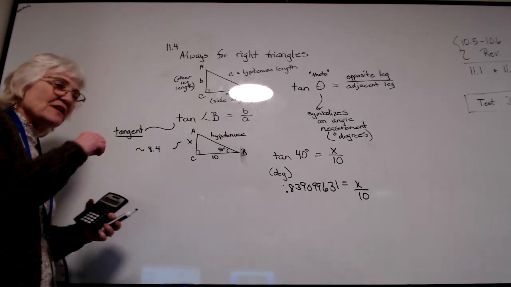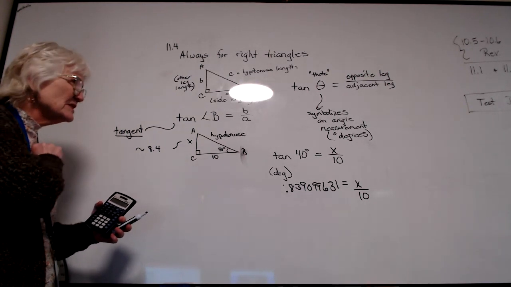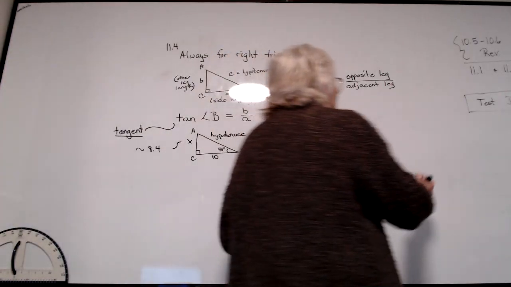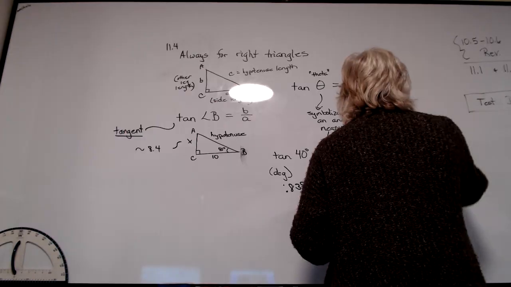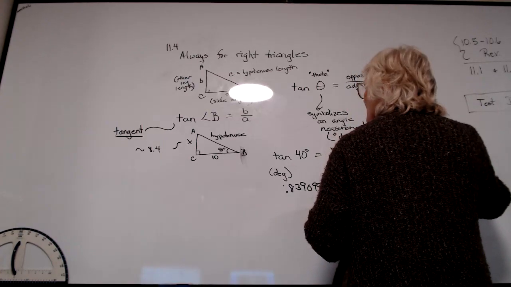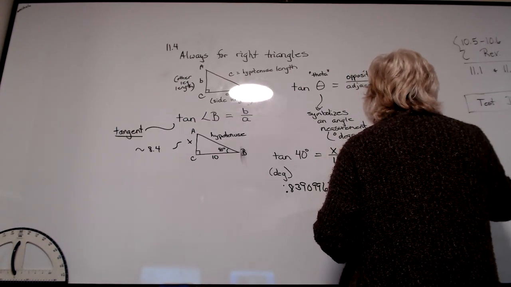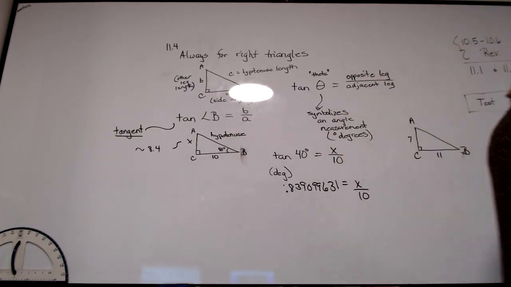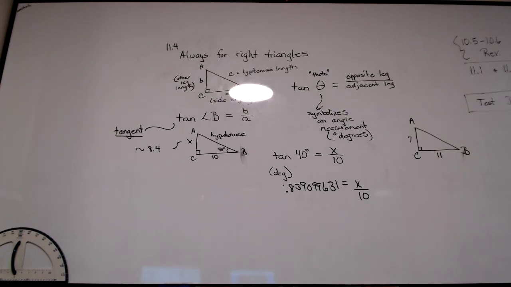Now, another thing you can do is let's do one over here. Now, sometimes I give you two sides. I don't give you the angle measurements. Yeah, I could find this side by the Pythagorean theorem, correct? But I'm not asking you that. I want to find out what angle B is.